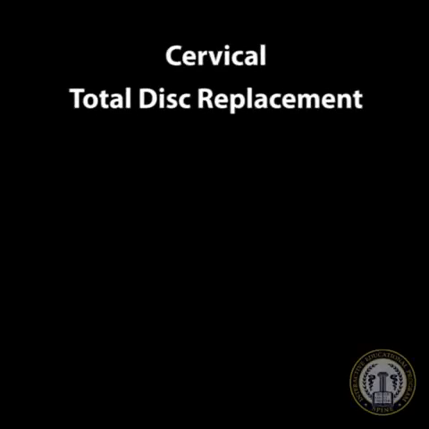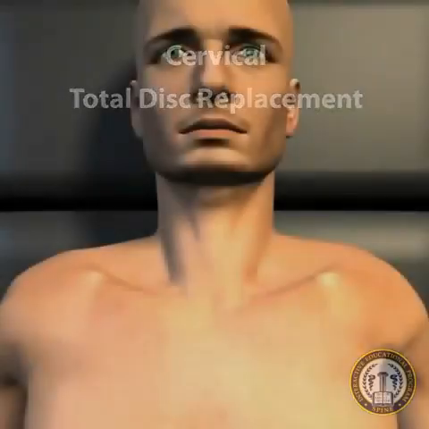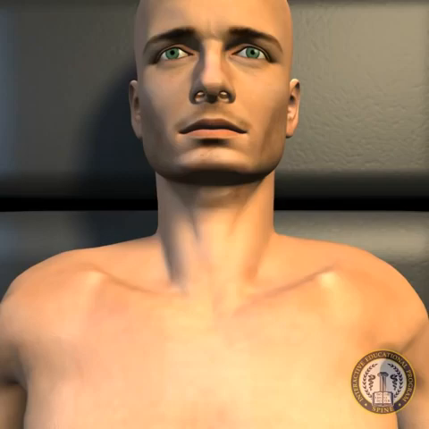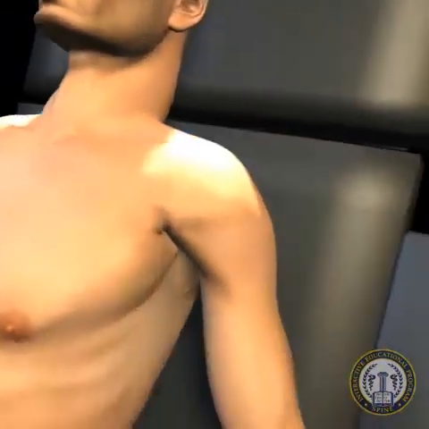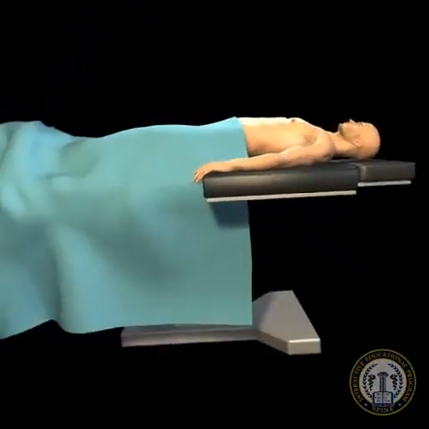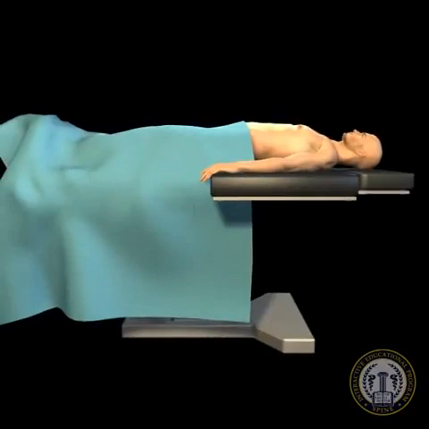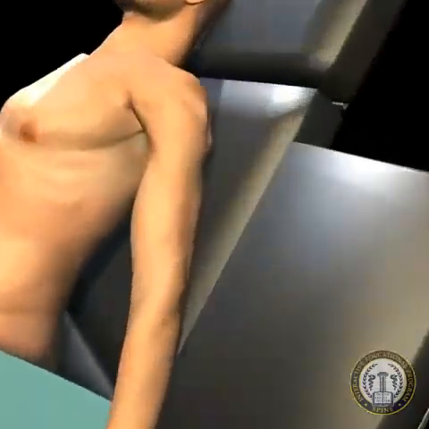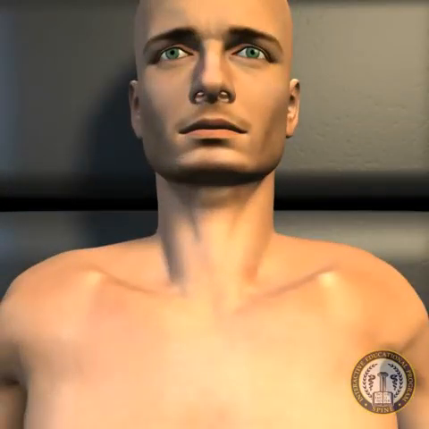Cervical total disc replacement. Essentially, the surgical approach for a TCDR is exactly the same as an ACDF. The patient is first positioned supine upon the operative table and subsequently placed under general endotracheal anesthesia. After this, the surgical incision site is marked based upon surgeon preference.